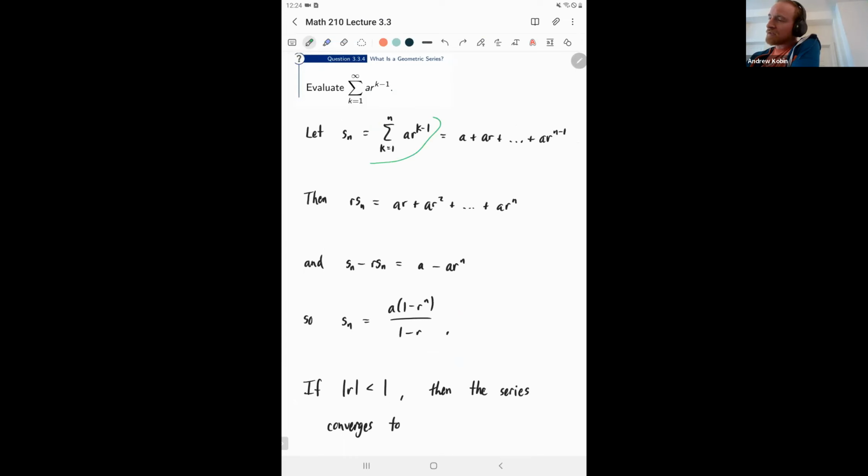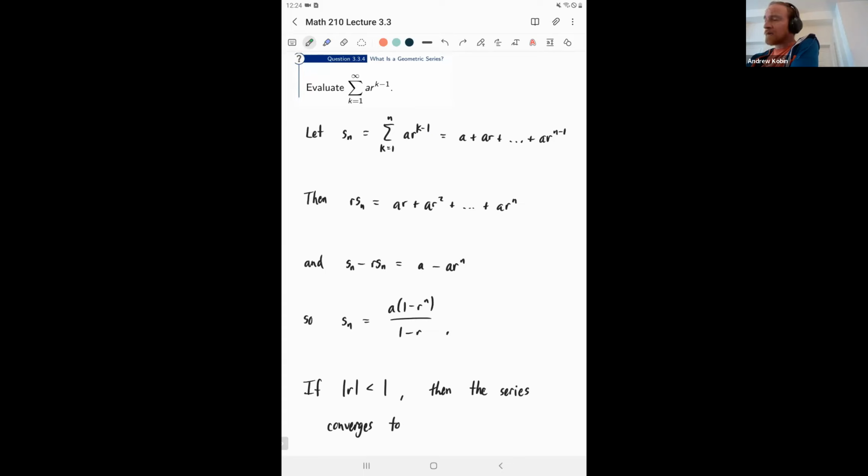Sometimes it's better to use summation notation. It's a little more compact. But in this case, I think it's easier to write out the terms and see what's going on with what we're about to do. The nice thing about a geometric series is the only difference between adjacent terms is an additional power of r. So here's a nice trick we can use.